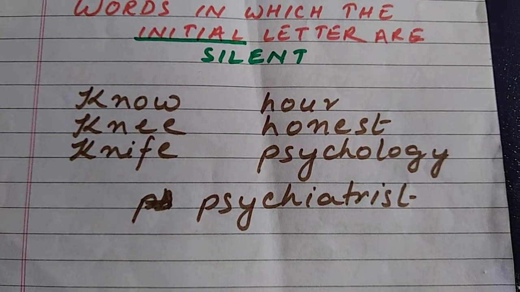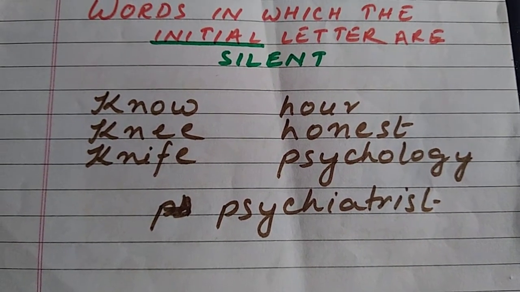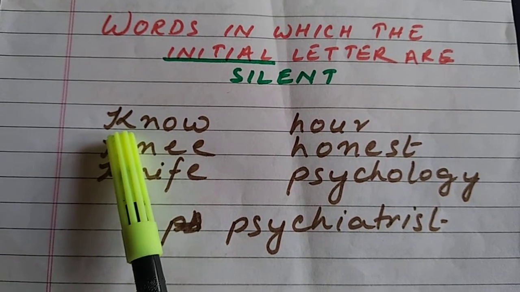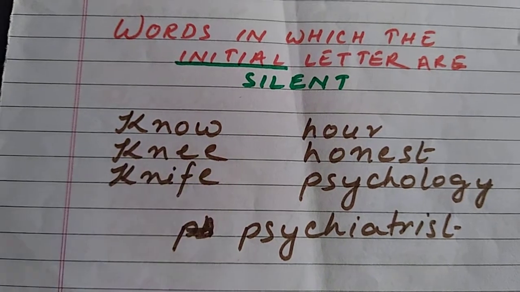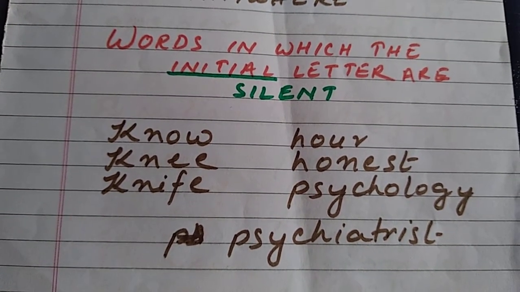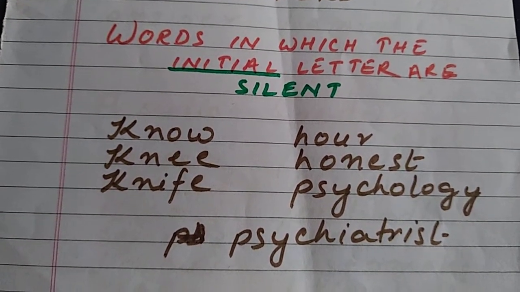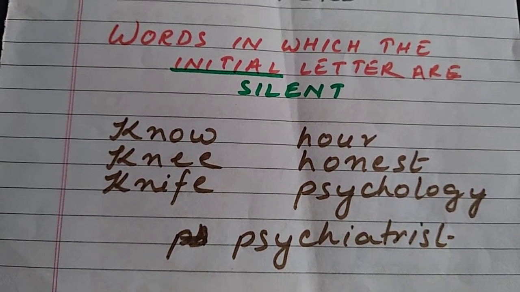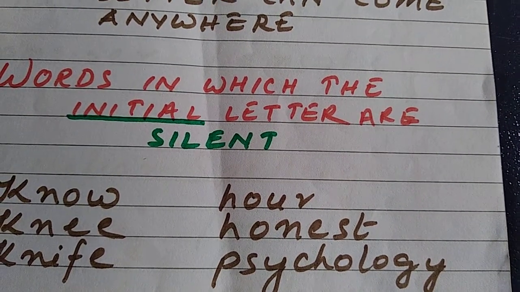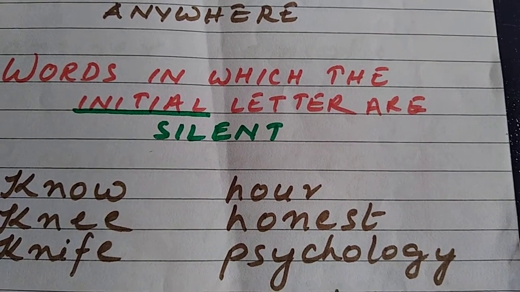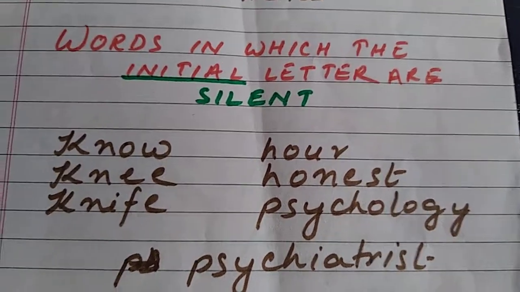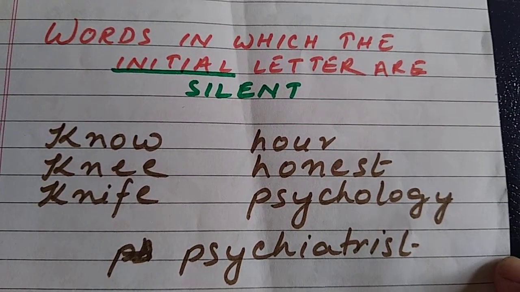So, we have know. In the beginning, you have K. K is silent. We don't pronounce it as kuh-no. We pronounce it as no. The pronunciation of K-N-O-W is no. Knee. K is silent in the beginning, the initial position. Knife. It is not kuh-nife, it is nife. Hour. It is not hour with an h sound. Honest. Psychology. P is silent, which comes in the beginning. Psychiatrist. P is once again silent, which is in the beginning. So there are letters whose position is in the beginning of the word and are silent.